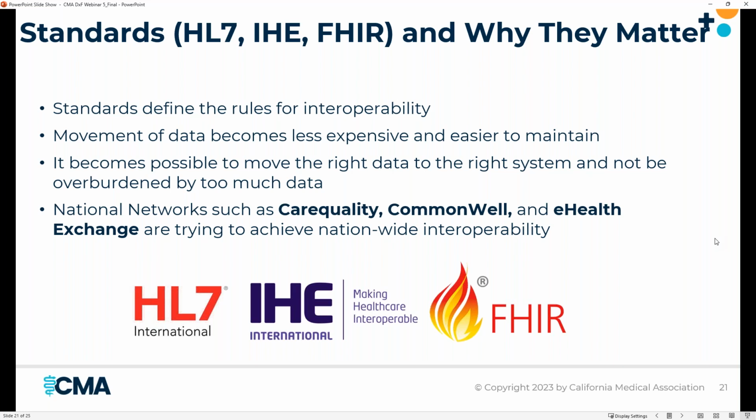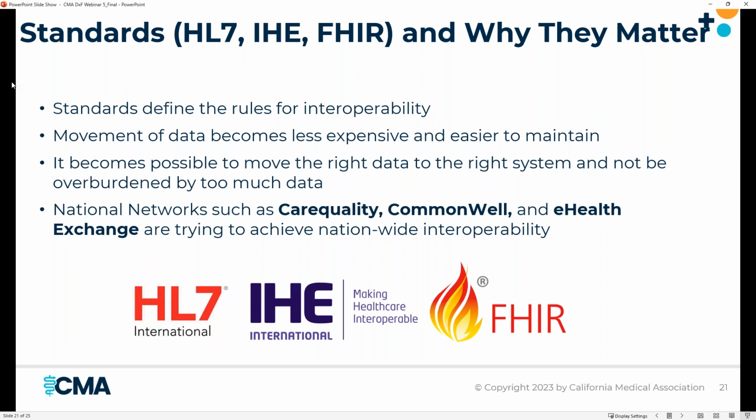So, standards and why this is important. The standards define the rules for interoperability that the systems we use every day have to adhere to. And this is really to try to make interoperability less expensive and easier to maintain, because whenever you start talking about custom integrations, it can get complicated, and those systems are difficult to manage and to maintain.